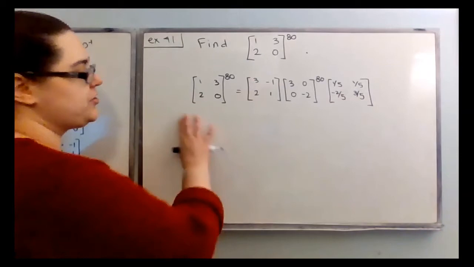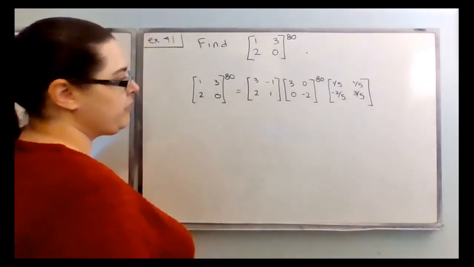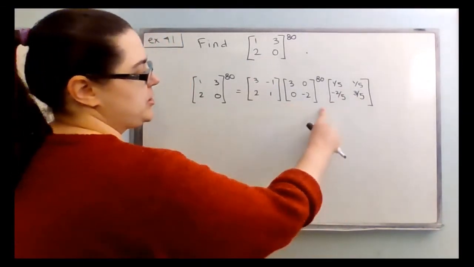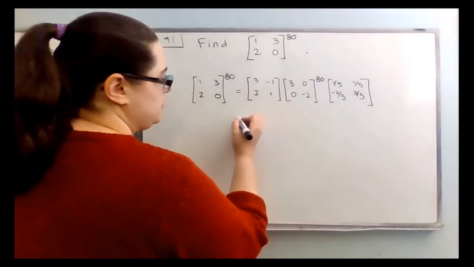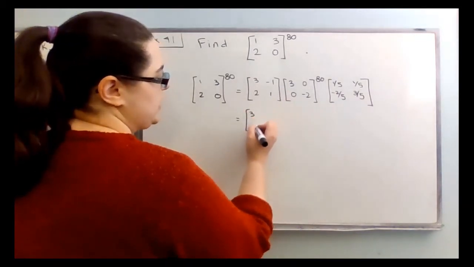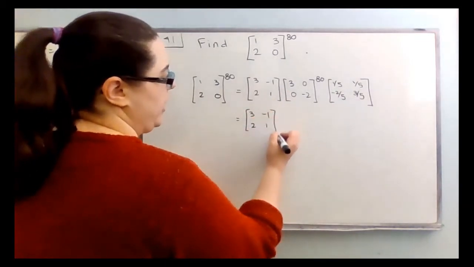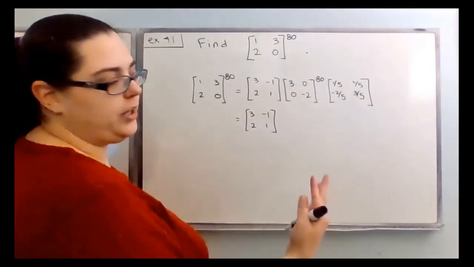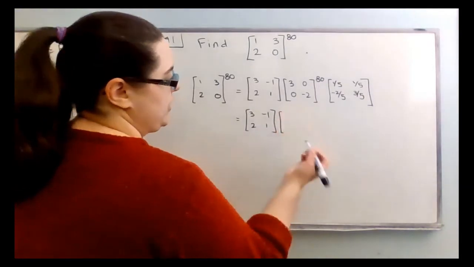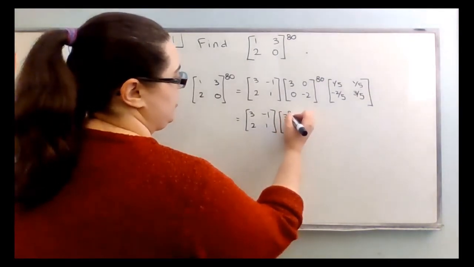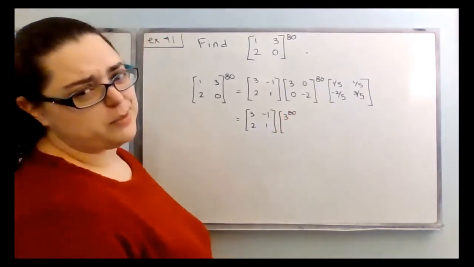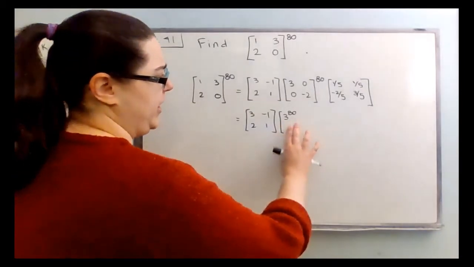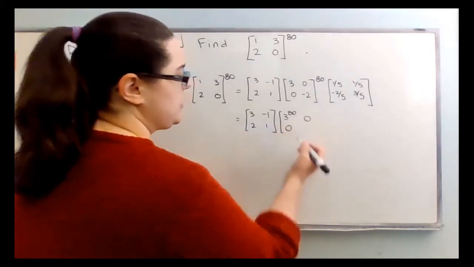Yeah, so here's our expression that we would like to do. What I'm going to do first is simplify this expression in the middle. Since that's a diagonal matrix, we can find this matrix to the 80th power by raising each of these values to the 80th power. So 3 to the 80th is just 3 to the 80th. Please do not multiply that out. Leave it as 3 to the 80th so we can keep our answers precise.